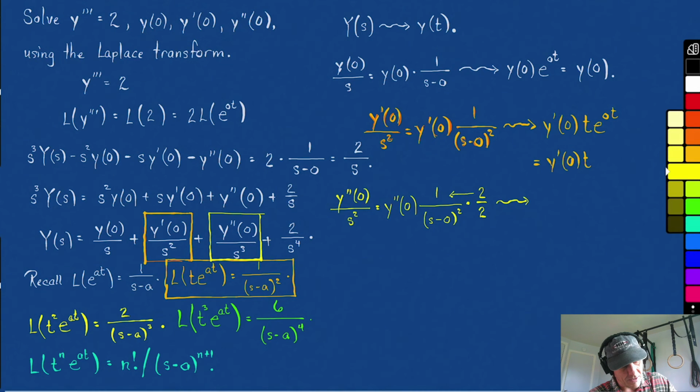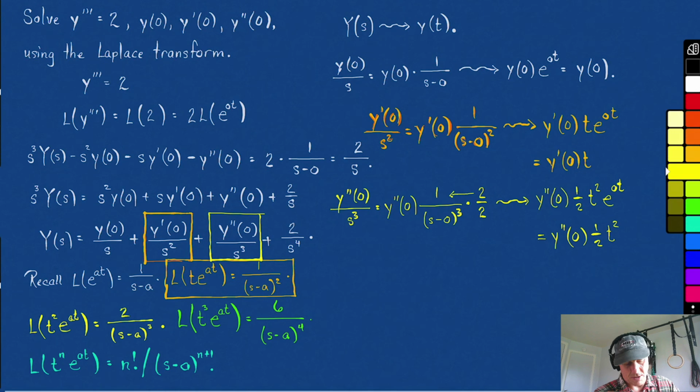It looks like now you could think of this as y double prime of 0 times 1/2 times, oops, this should have been a cubed in the denominator. Cubed over here as well. Sorry about that. Times, this is going to become t squared e to the 0t. I had to think about that. Well, e to the 0t we know is 1, and so we might more simply write this as y double prime of 0 times 1/2 t squared.